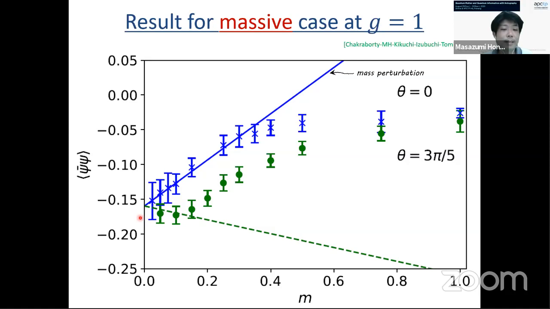Similarly, for the theta equals 3 pi over 5 case, we again have agreement with mass perturbation theory, and then we have a deviation in the large mass regime. Since the result in this region cannot be approached by Monte Carlo simulation or analytical approaches, this value can be considered a prediction.